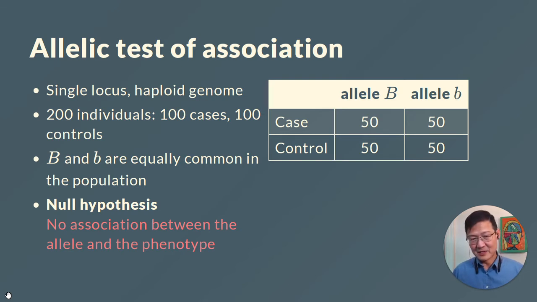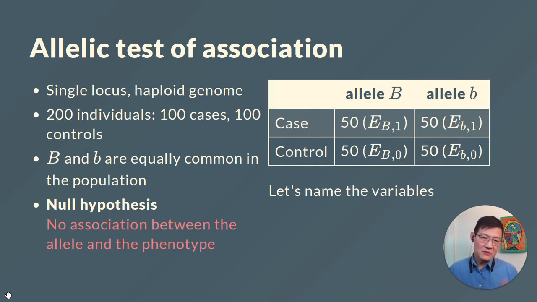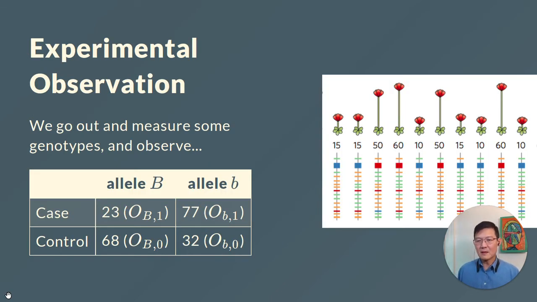By the way, this table here is often called the contingency table. So we name these variables so that we can refer to them later. E for the expected value of this, and there are four possibilities, and we just annotate them, whether the cases or controls, cases being 1 and control being 0, and major and minor allele, big B and little b. Okay, so now we've got the expected table.